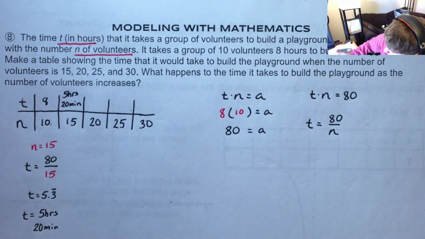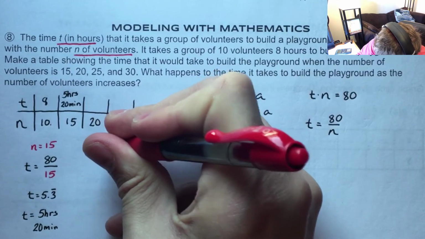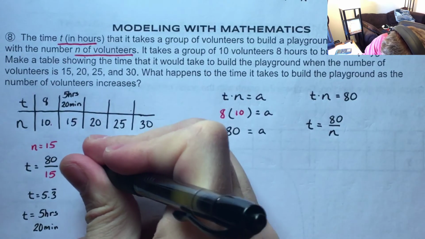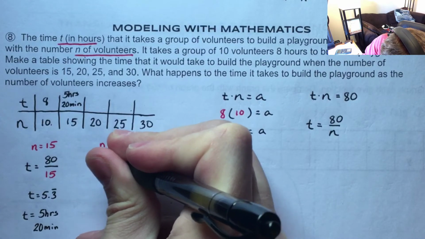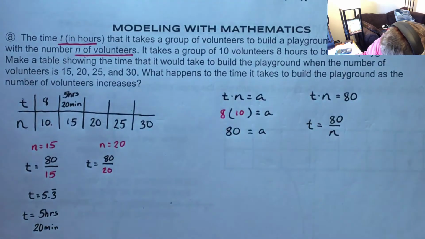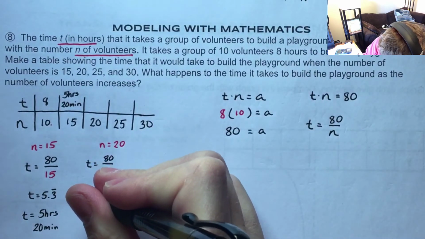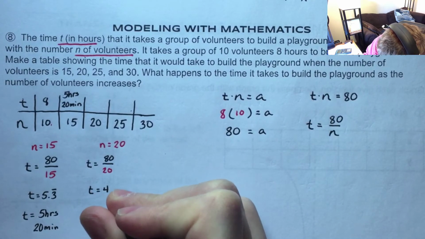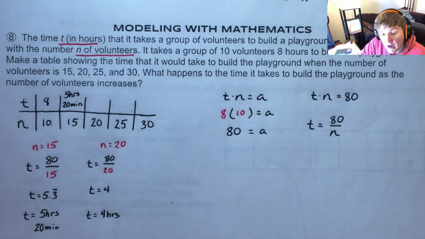Okay, let's do the next one. Next one is n is equal to 20. So I know that the time is equal to 80 divided by my number of volunteers, 20 in this situation. 80 divided by 20 is just 4. So this is going to be 4 hours.